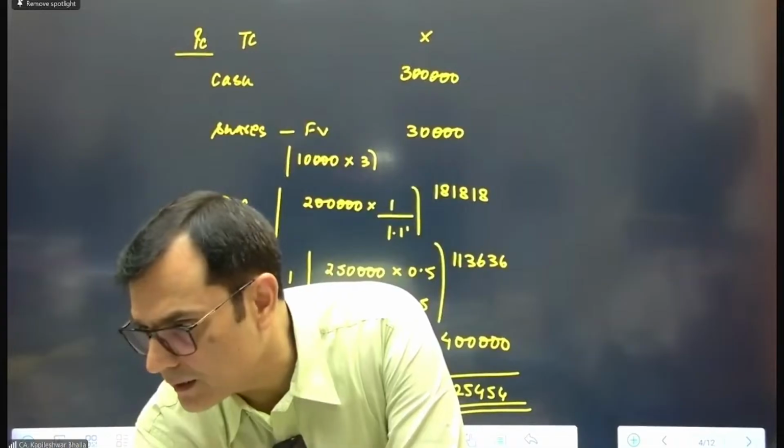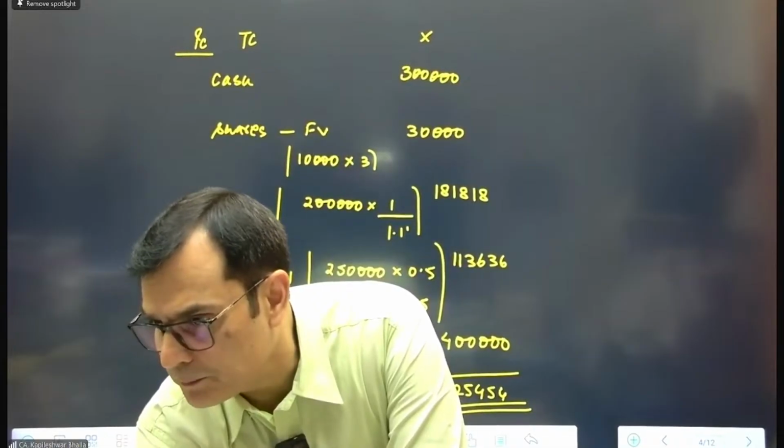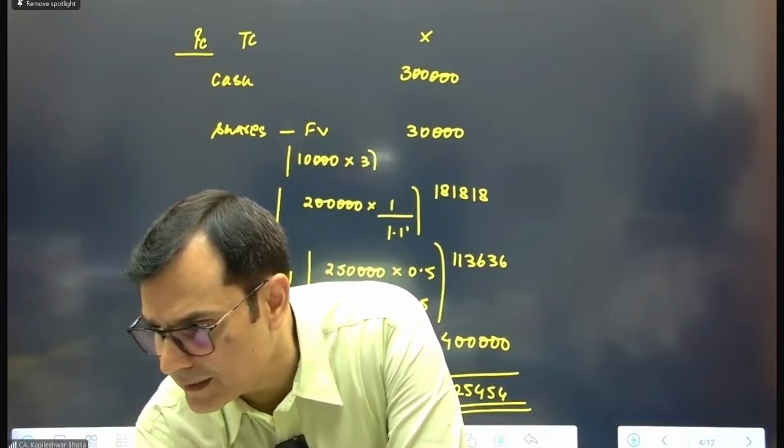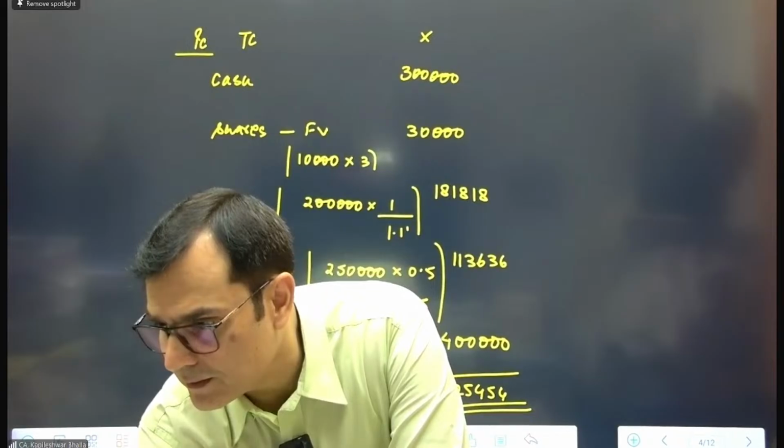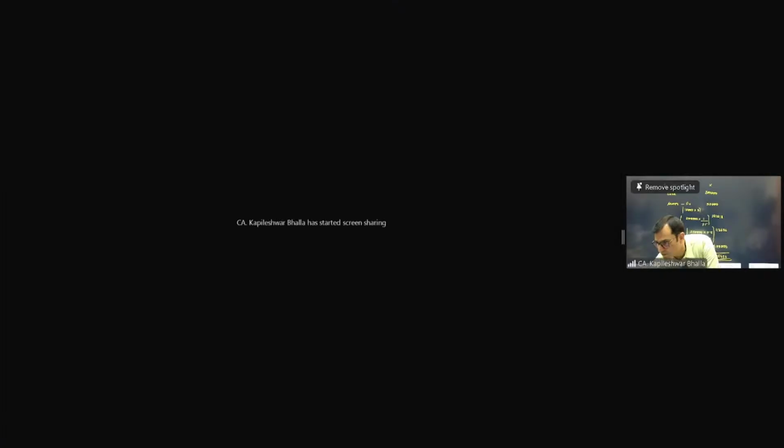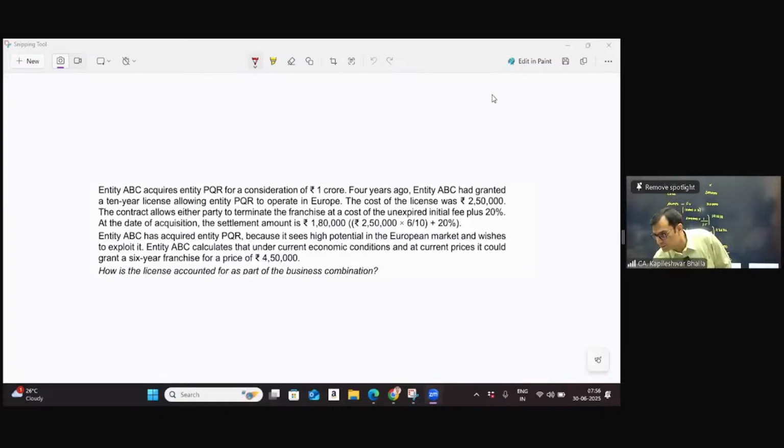Right, let me share a question on a pre-existing relationship. This is there in the study material as well. So we'll directly solve this question and then create the chart. Here goes the question. Let's first read this particular data.